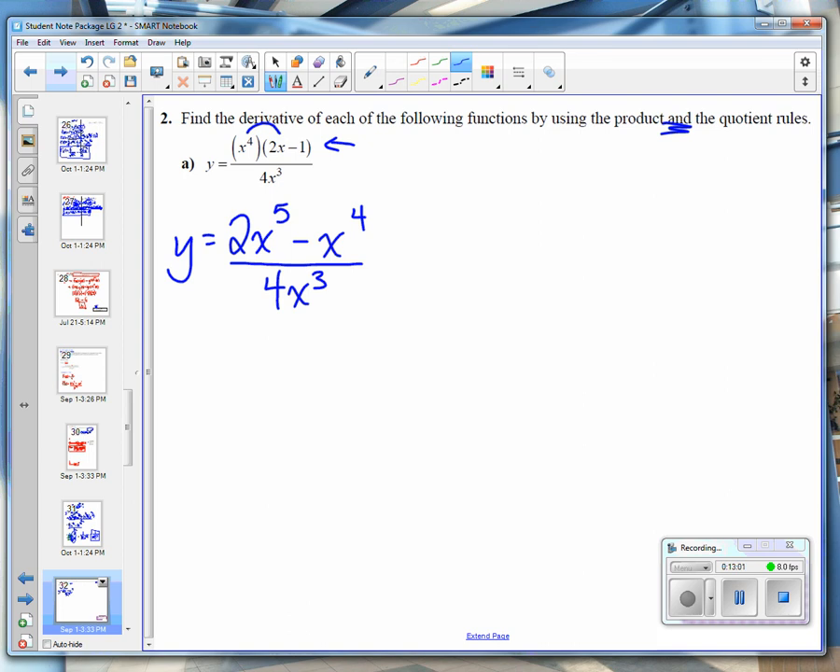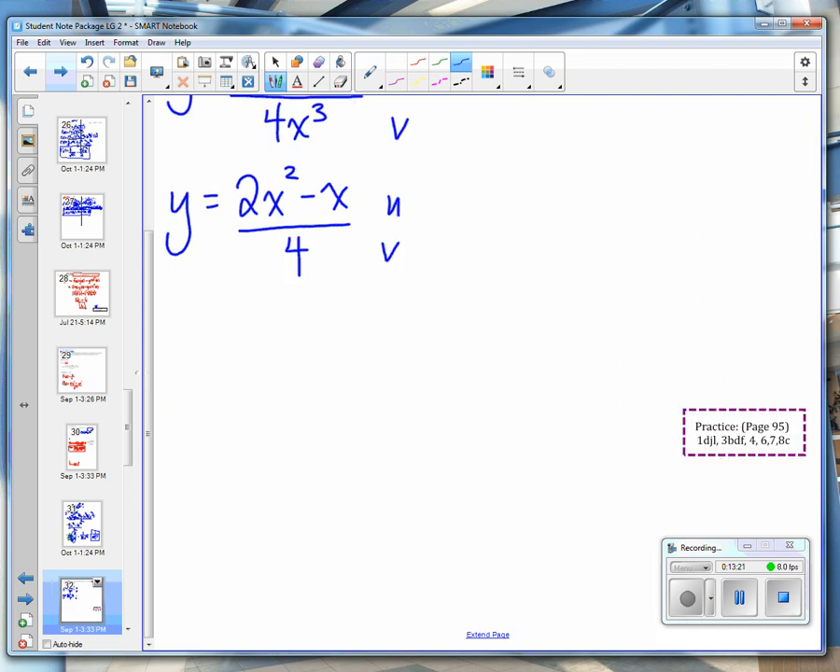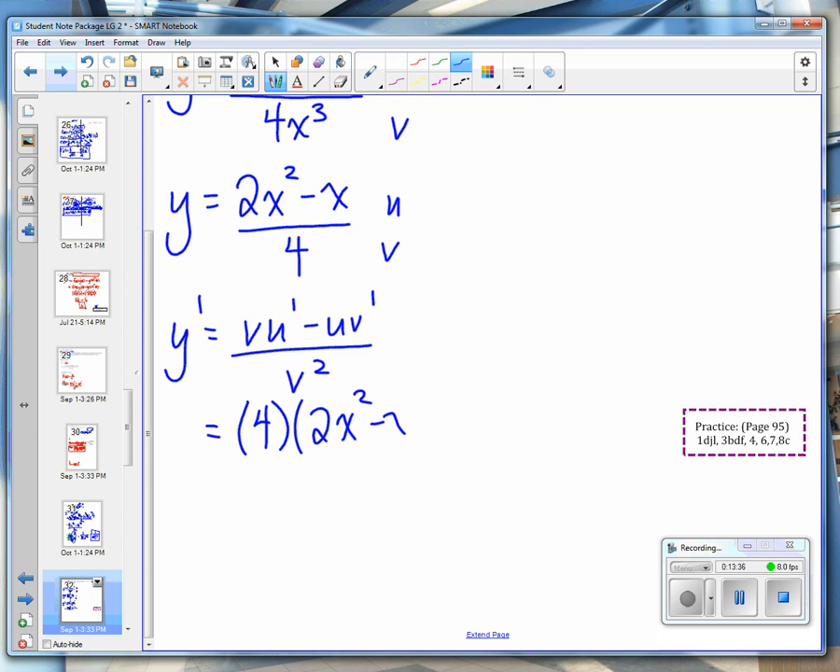Again, if we've got our u and our v here, again, you could divide everything by x cubed. It's x over 4. And that's one way of doing it. And then we could use our quotient rule. So lots of different ways that we can do these. So let's do that. I've got my y prime is equal to vu prime minus uv prime all over v squared. So my v is 4 times u is going to be 2x squared minus x.